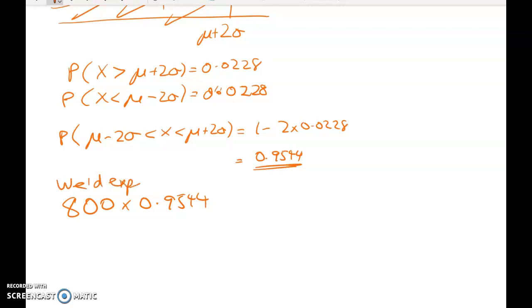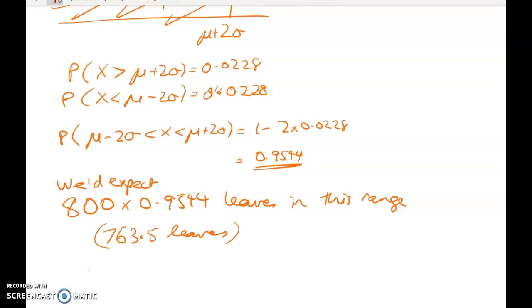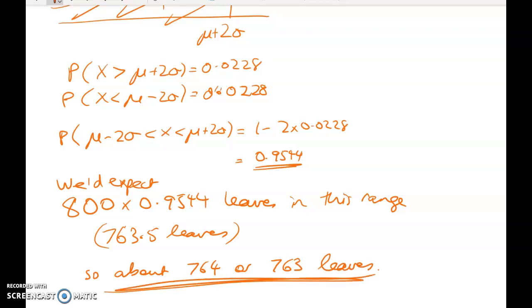We'd expect leaves in this range. So that number works out to be 763.5 leaves. So about, I'd say 764. The mark schedule said 763 or 764. Maybe we'll put both down: 764 or 763 leaves. They should accept that answer because all you're doing here is estimating. You had a probability that came from your first sample of leaves, so it's not going to be that precise, but I'd be happy if you wrote 764 or 763.